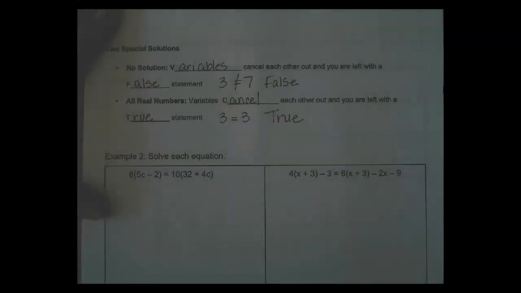Or, if your variables cancel each other out and you end up with a true statement, like 3 is equal to 3, then that's true. In that instance, that means your solution is all real numbers. So you'll either end up with just one solution, like we did on the previous page, like x equals 2. That's one solution. You may end up with a false statement, and so your answer would be no solution. Or you might end up with a true statement, and your answer would be all real numbers.